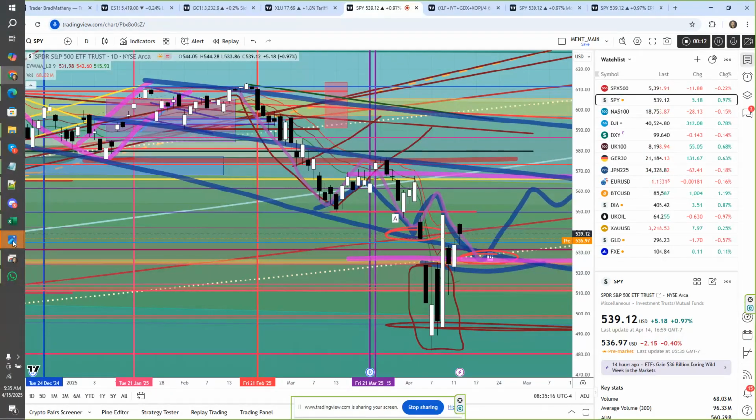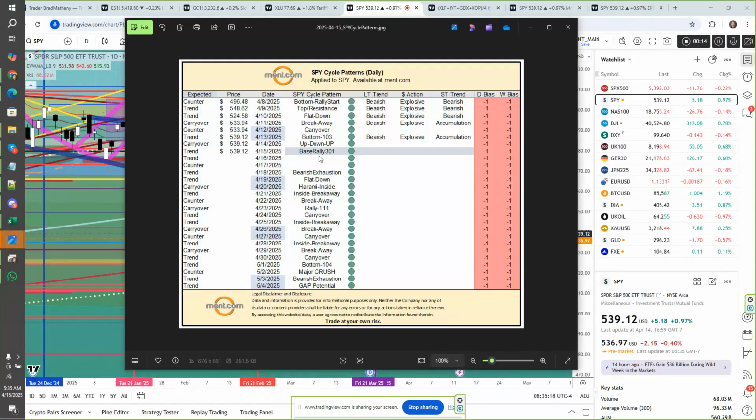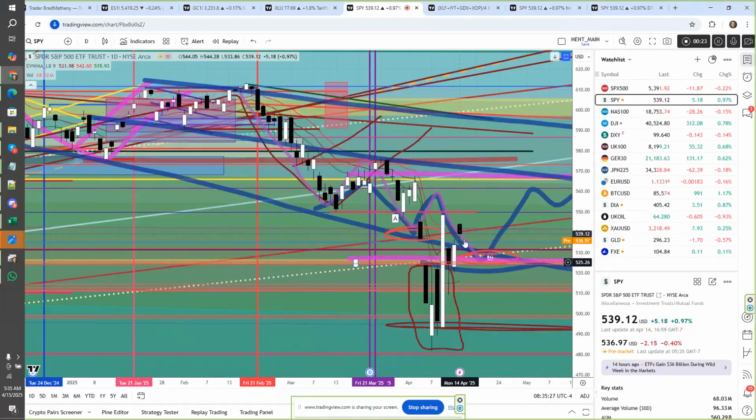We are looking at a base rally day after our up, down, up day. We're looking at the potential of a base rally in trending mode. That gives me the concept that we're going to be moving back into this 549, 550, 552 area.